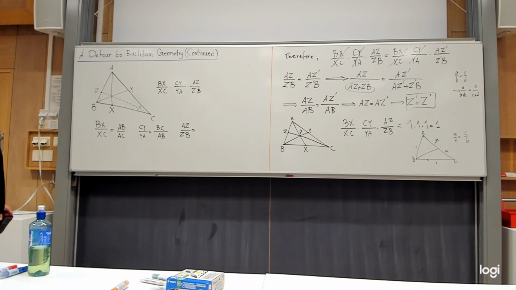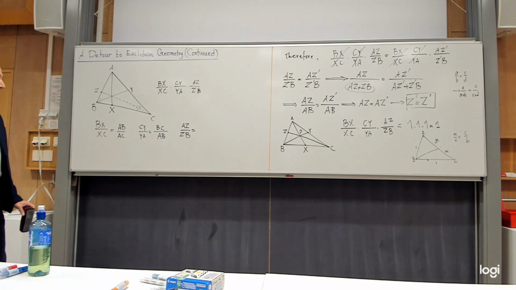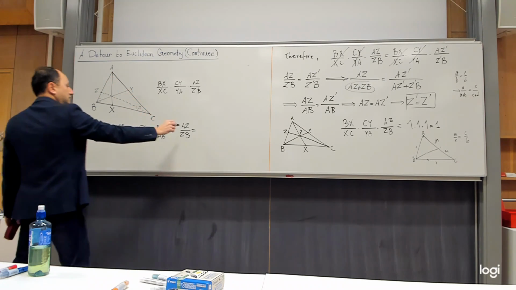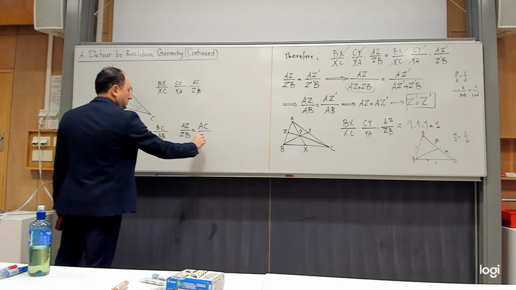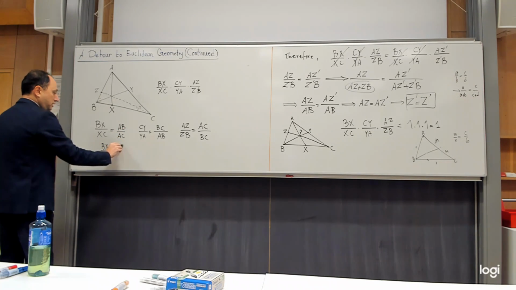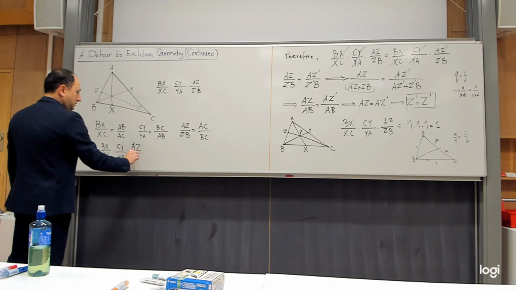Tell me. What is that? I don't know, why do you find it hard to say? What is that? AC over... Yes, AZ is this one. It's below AC. Yes, over? BC. Over BC. Yes? Now I multiply BX by XC, CY by YA, and AZ by ZB.